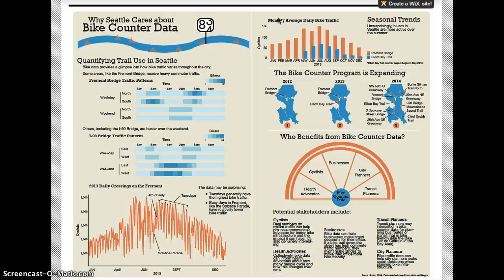Another example of encoding is when here I use the color orange to represent the Fremont Bridge and the color blue to represent the Elliott Bay Trail. Over here, orange is again used to talk about the Fremont Bridge, but up here it's a different scheme, in part because I wanted to use a gradient saturation to demonstrate the number of bikers, because it's a heat map, and so the encoding is more related to the color saturation.